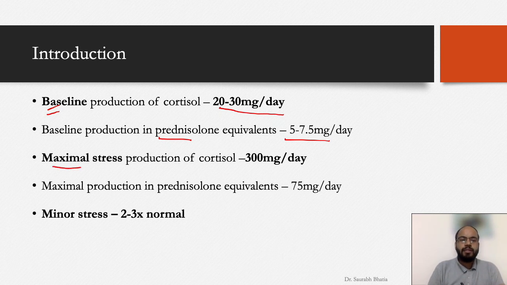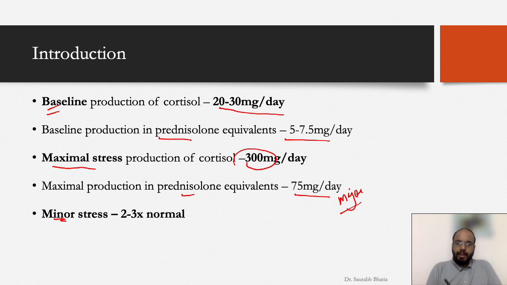If the body undergoes stress, the maximal stress production of cortisol increases about 10 times, to 300 milligram per day. That means if the body is undergoing any kind of stress, the level of cortisol will rise around 10 times the baseline production. Compared to prednisolone equivalents, it is roughly equal to 75 milligram a day. That means in the time of major stress, steroid levels produced in the body are roughly equivalent to 75 milligram of prednisolone. If we are talking about minor stress, it is about 2 to 3 times the normal baseline production of cortisol. Clear?